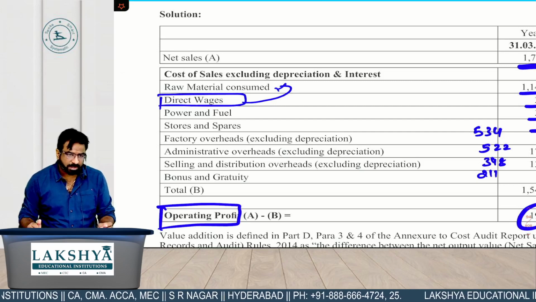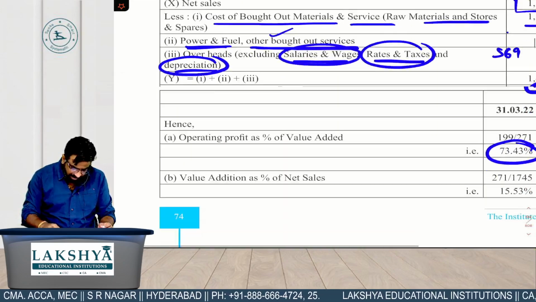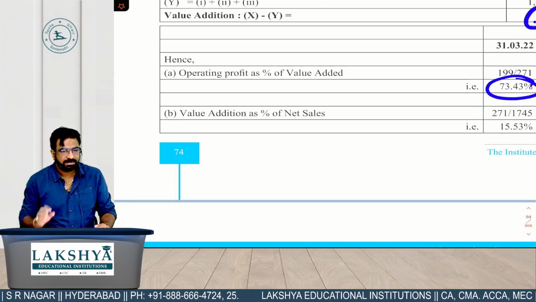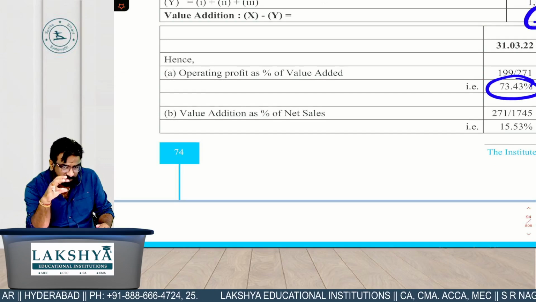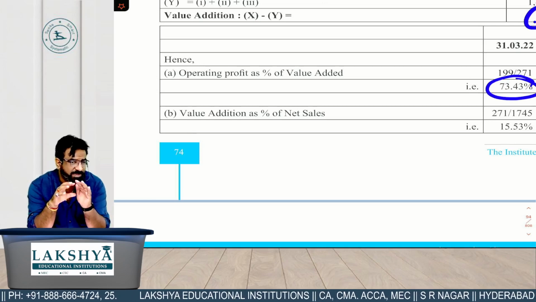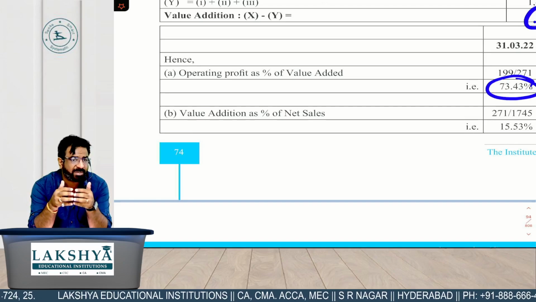हाँ correct. But it is already included in the raw material consumed for the purpose of value addition. When we calculate only for the operating profit, I am not saying this. I am saying for the purpose of creating the value addition, direct wages are already a part over there.